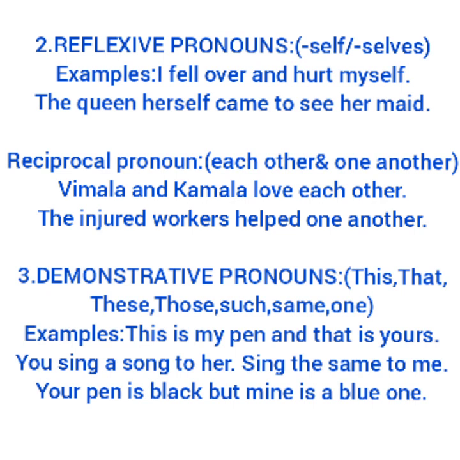Let us see some examples. Vimala and Kamala love each other. Here there are 2 persons only, Vimala and Kamala, so we have to use each other. The injured workers help one another. One another is the reciprocal pronoun. It is used because the number of persons is more than 2.